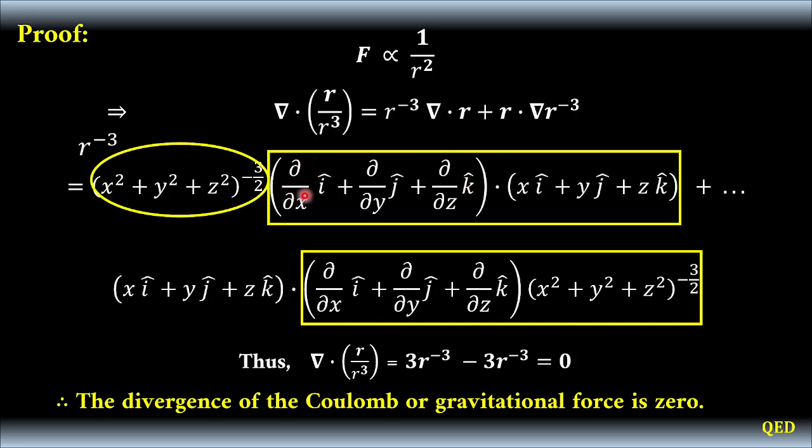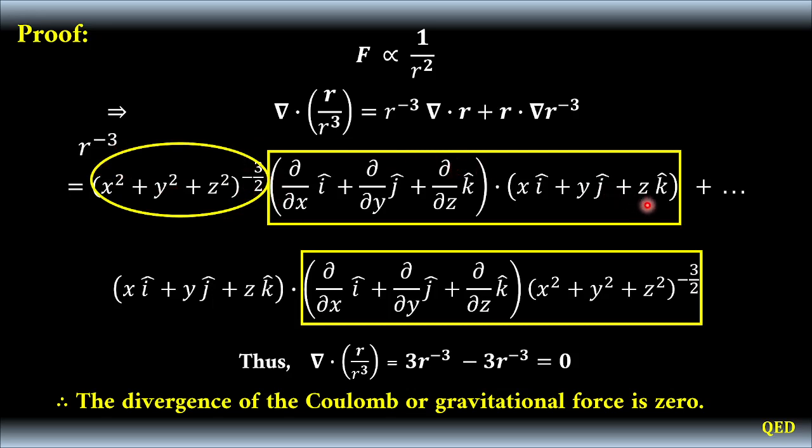So we have partial with respect to x of x, that is equal to 1. We have partial with respect to y of y, that is equal to 1. And we have partial with respect to z of z, that is equal to 1, which means that we have 1 plus 1 plus 1. So this one inside this yellow box is actually equal to 3. And then we multiply it with x squared plus y squared plus z squared to the negative 3 halves, or simply r to the negative 3.